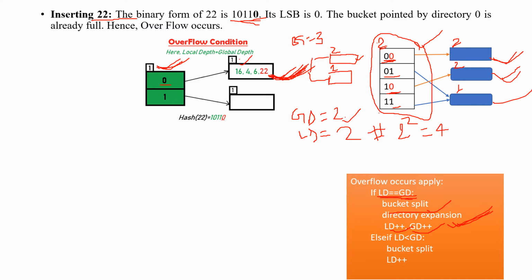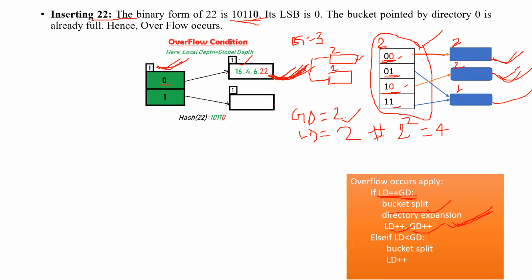So there are 2 places having 0 0. This one and this one. Now we check the immediate next bit, that is 0. So this is going to point to one bucket, and when the immediate next bit is 1, that's going to point to another bucket.